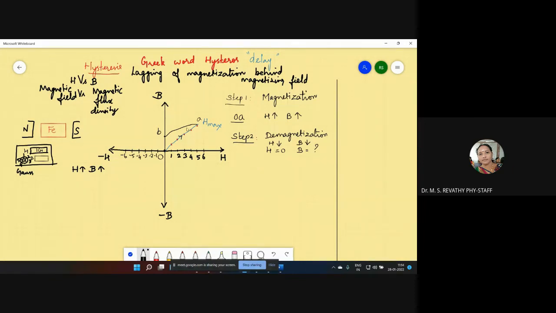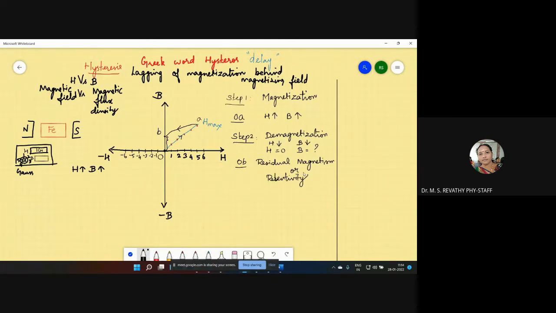So now we have AB. This region OB is called residual magnetism because there is some residue of magnetization which is present inside the material. This residual magnetism is also called by the name retentivity.